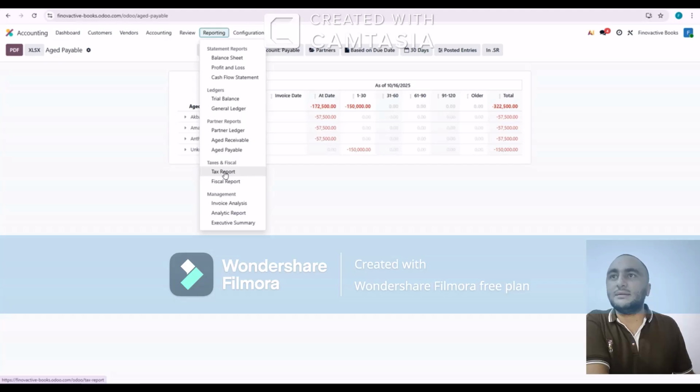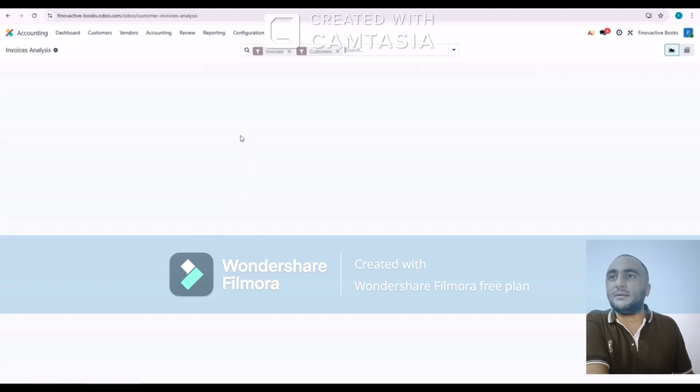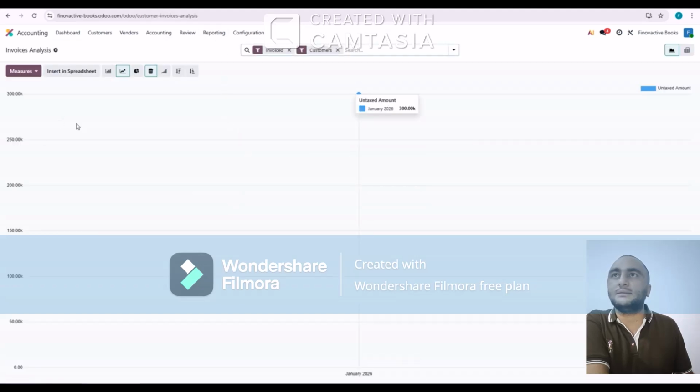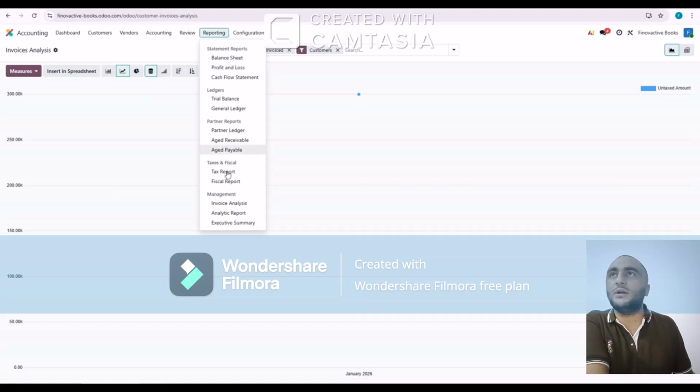There are tax reports also. I have shown you in the weight analysis. Then there is fiscal and invoice analysis. Here you can analyze invoices, how much amount you have to get paid, and so on. Analytic report is another thing which we will discuss sometime.